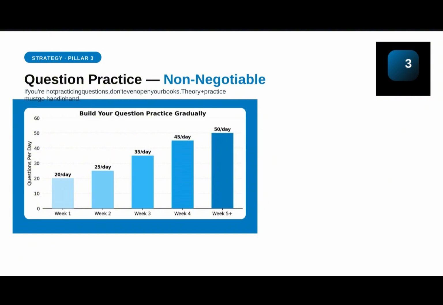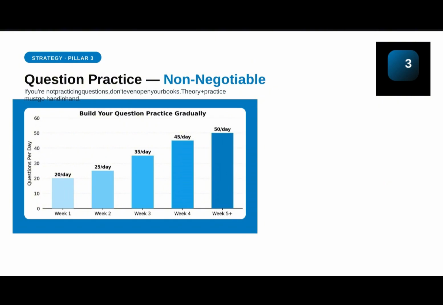Let me be clear about one thing. If you are not practicing questions, don't even try to book your paper. I know it's hard to build that routine in the beginning, but question practice is just as important as theory. I think practicing questions is the only way you will actually understand the art of attempting a paper, right? It also gives you in-depth insight into how questions can be framed from a particular topic, right?